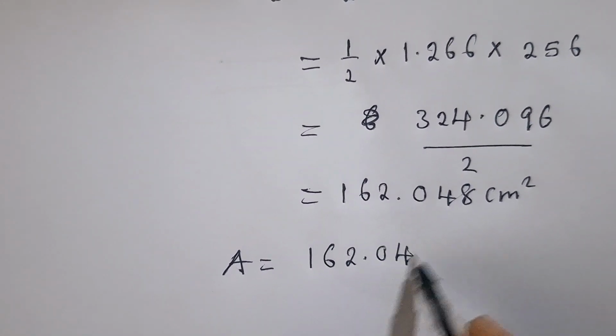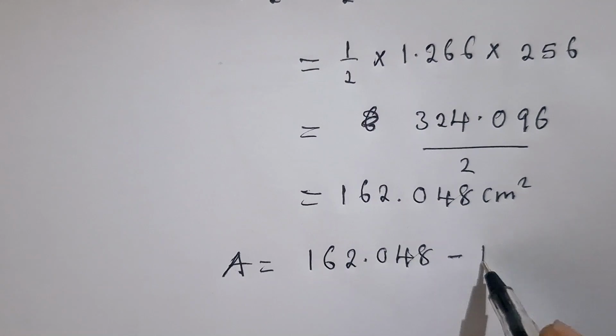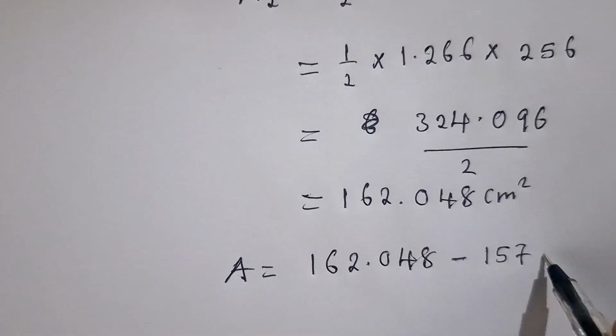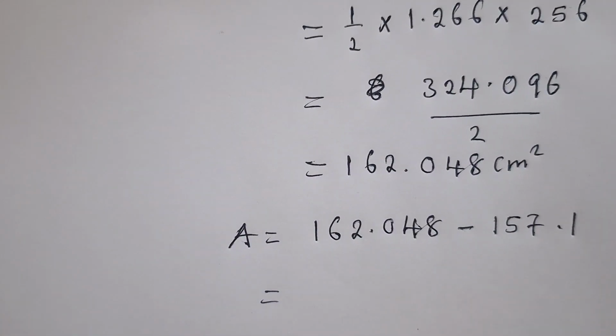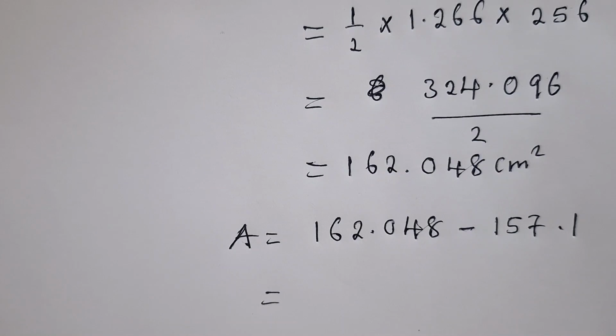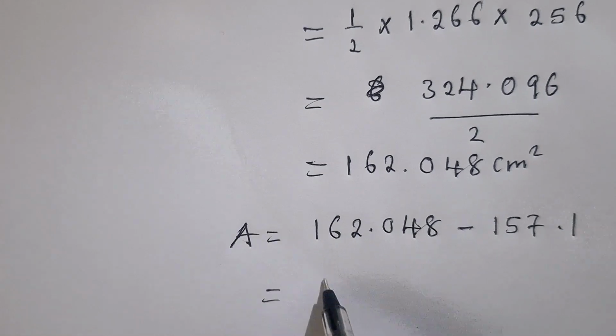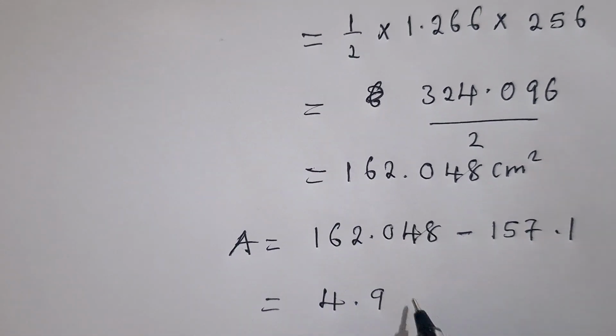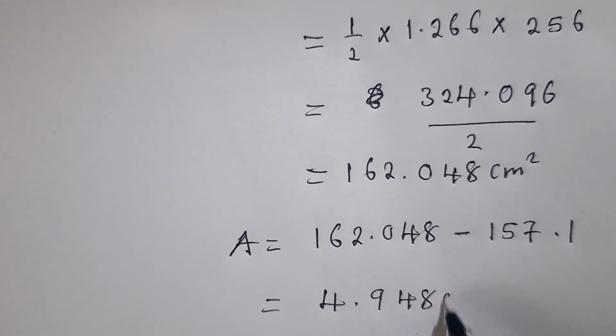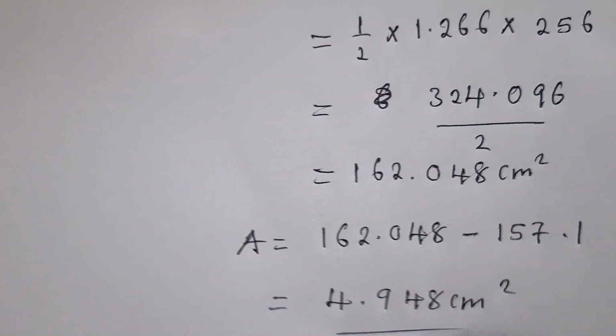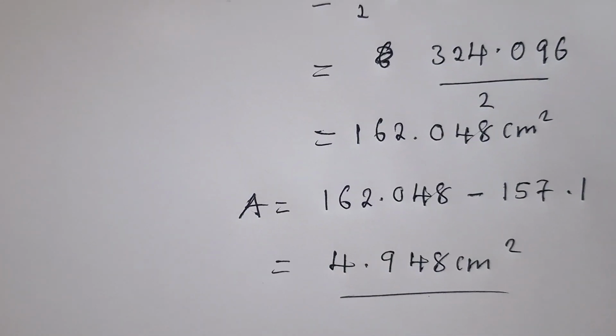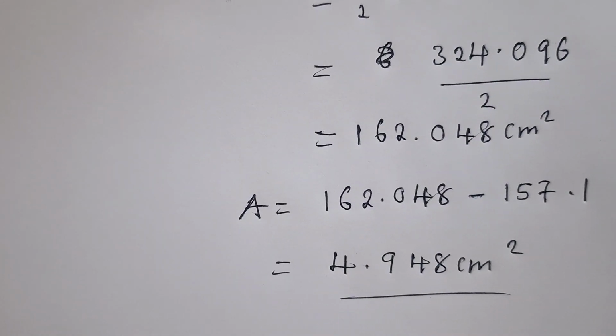So now to find the area that we are looking for, we're going to subtract area 2, which is this, minus area 1, which is right here. And this gives us 4.948 centimeters squared. So this is our answer right here for question number C.